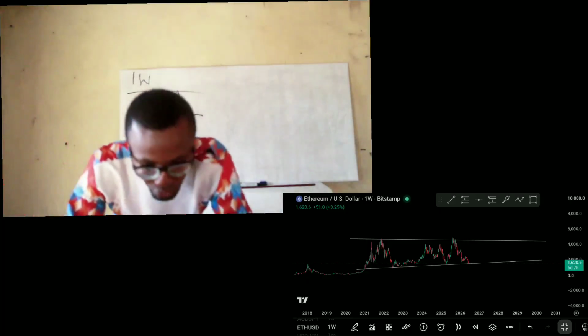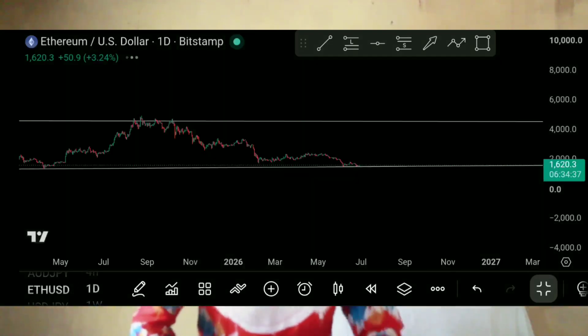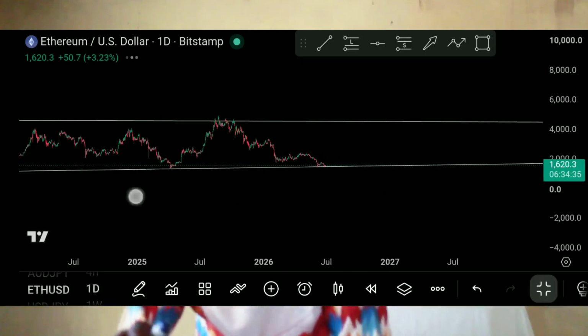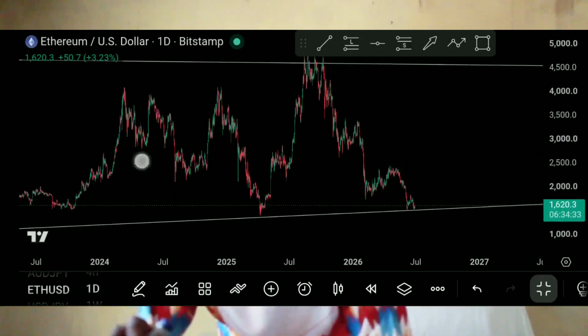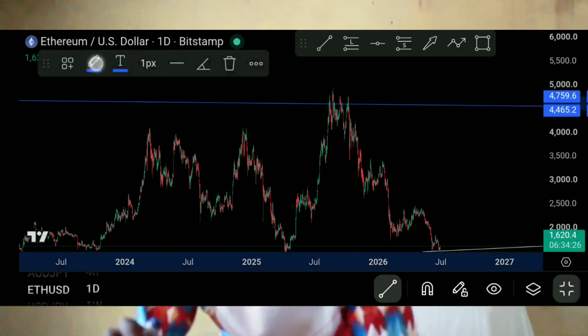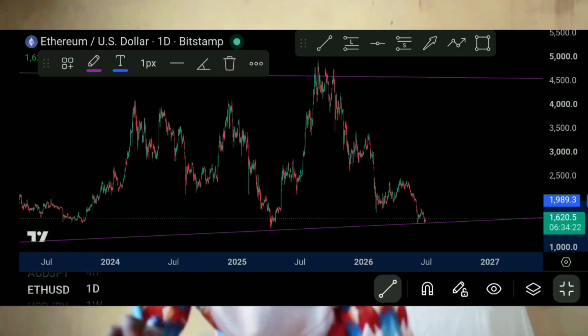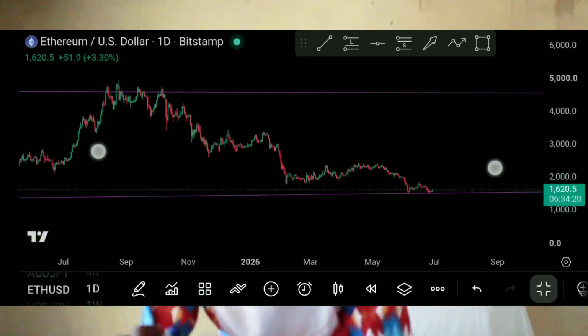Now coming to the 1 day time frame. If we go down to the 1 day time frame, let's come down to the 1 day time frame now. Let's make this 1 week time frame purple as usual, right? Not blue, purple. So the 1 week time frame is purple. Now look at this 1 day time frame now.